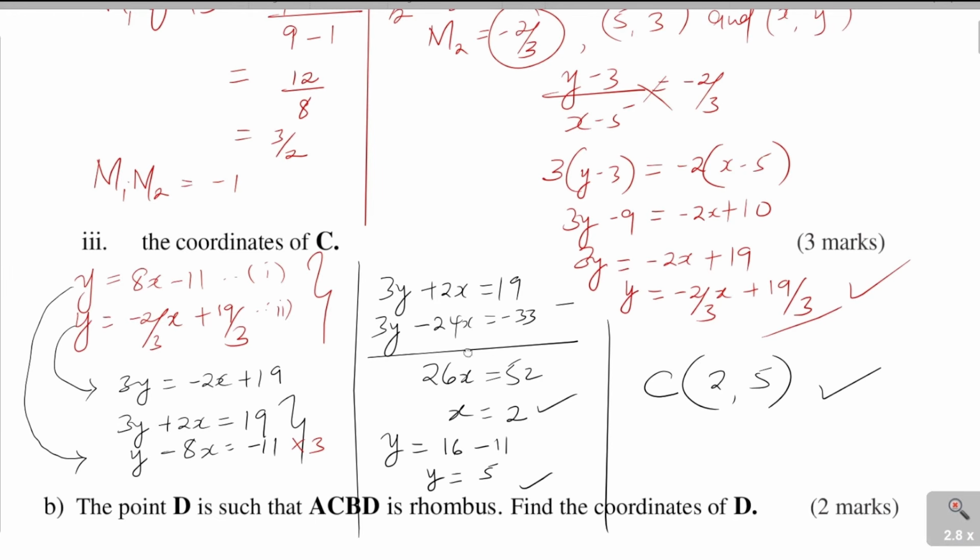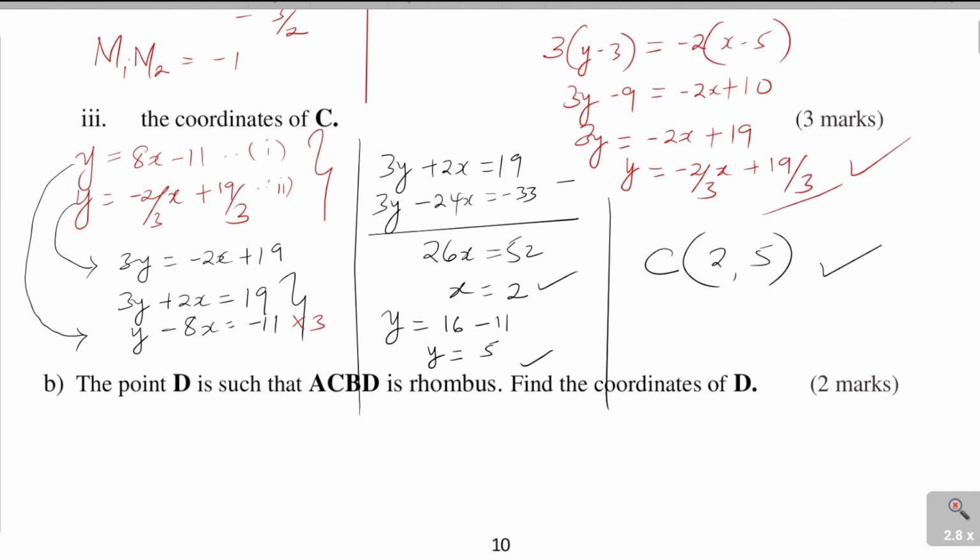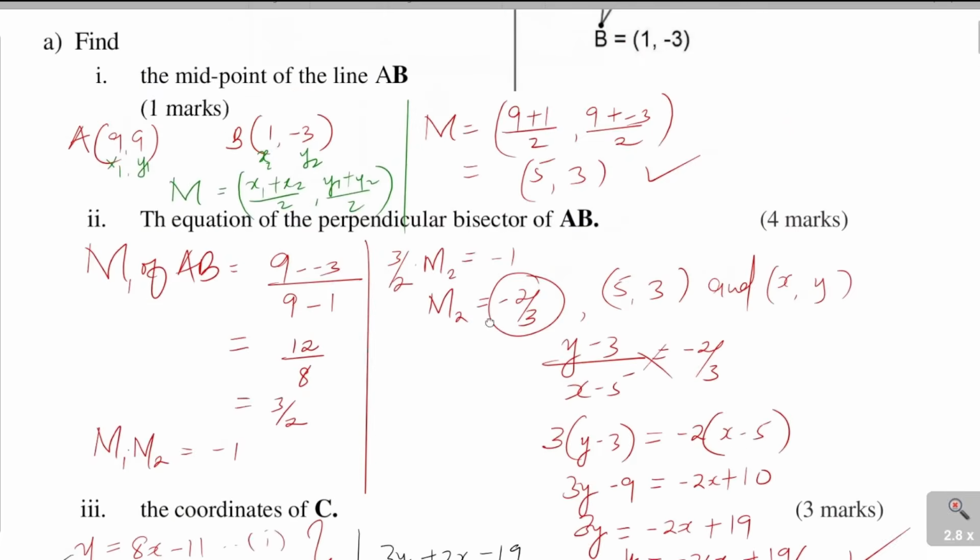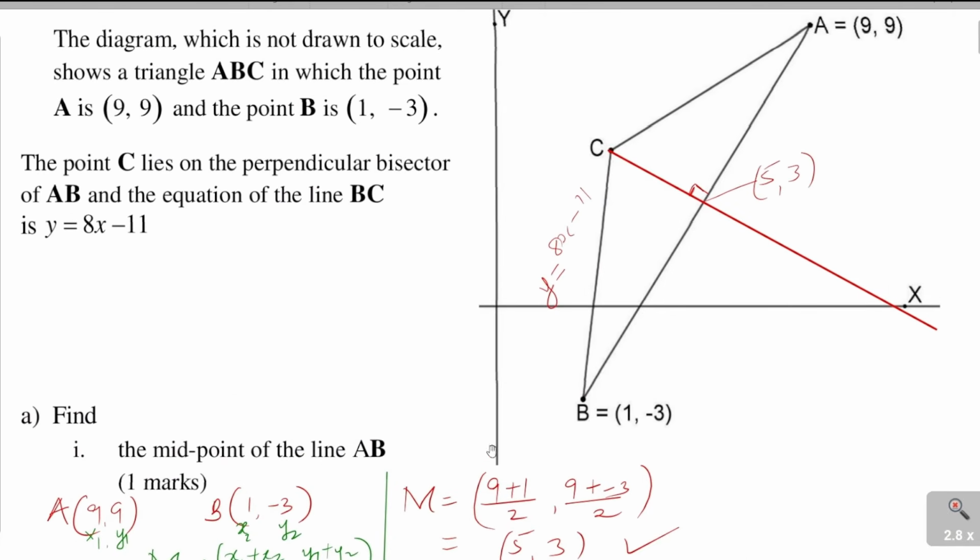We go to the other part, B. The point D is such that ACBD is a rhombus. Find the coordinates of D. So assuming that D is somewhere, when you look at this, if you complete it, D will be located somewhere here, because this is a rhombus. So a point D will be there.